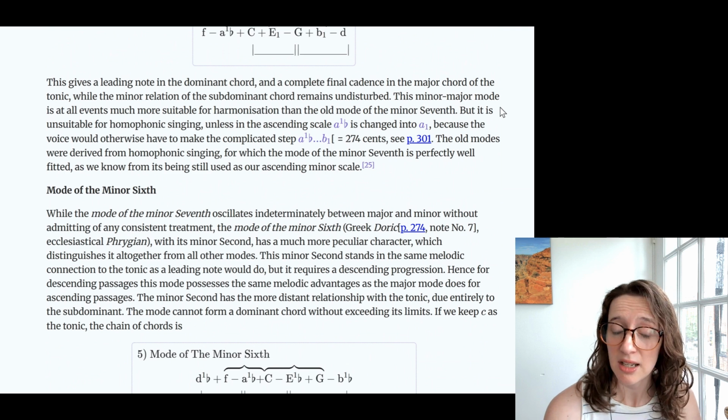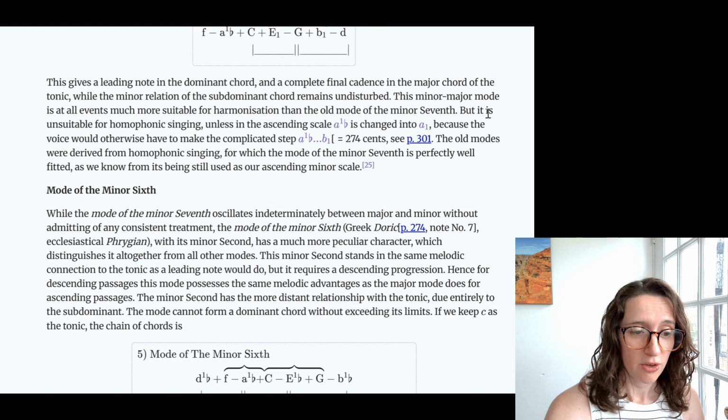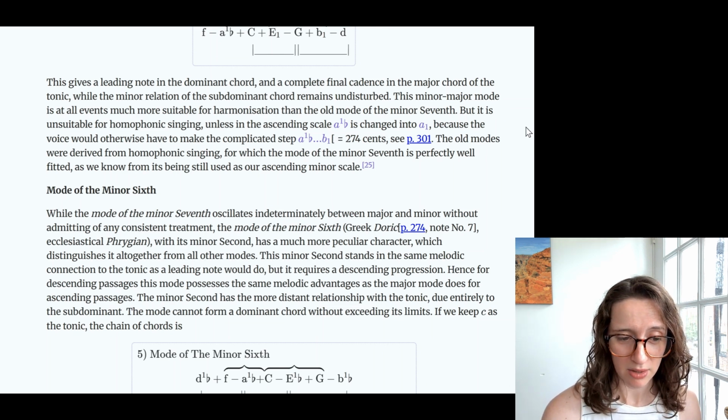Though Helmholtz says it is unsuitable for homophonic music because of the challenging jump from A flat to B, which is why this is a modern mode, as the ancient modes were based on homophonic singing.